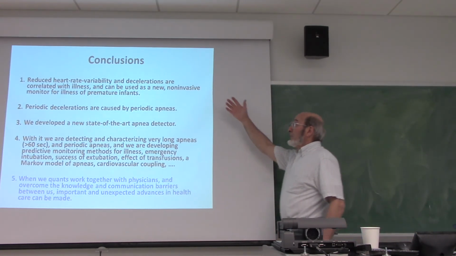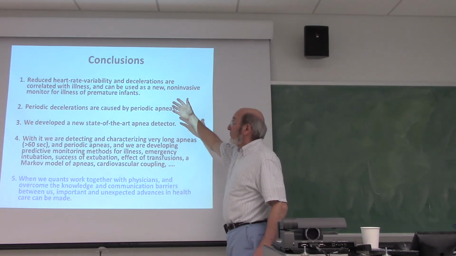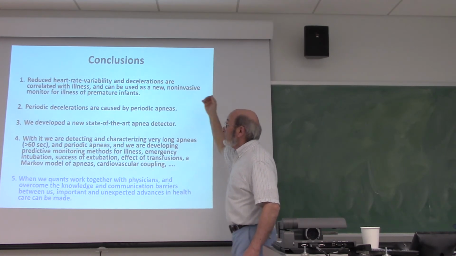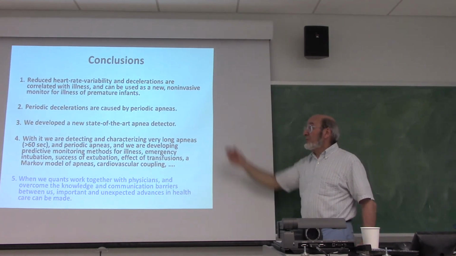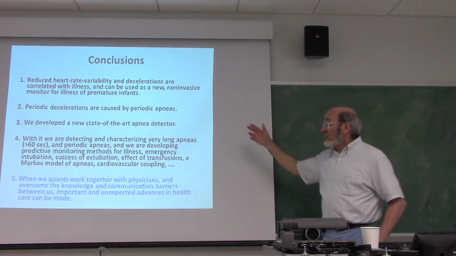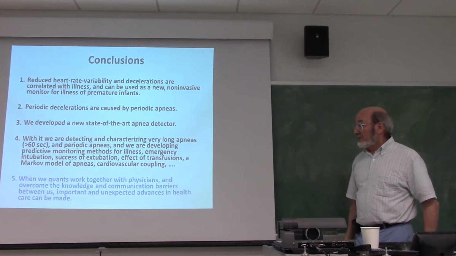Conclusions. Well, reduced heart rate variability and decelerations are correlated with illness. They can be used as a new non-invasive monitor. Periodic decelerations are caused by periodic apneas. We have a state-of-the-art apnea detector, and we're learning all sorts of new things about apneas from it.